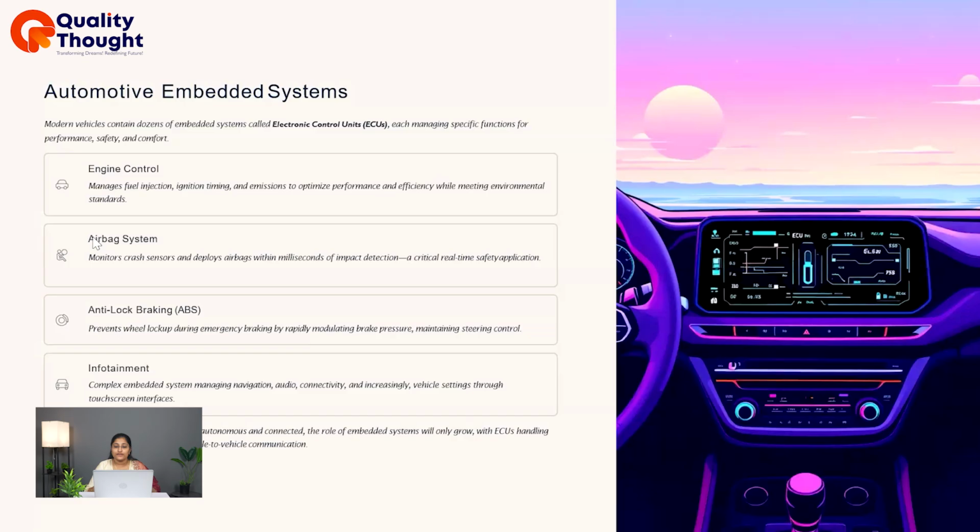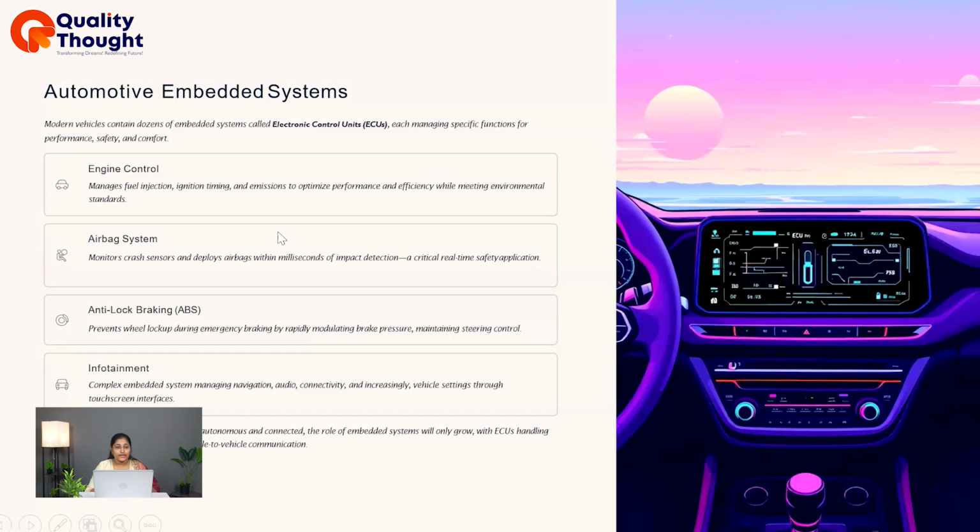That is how the car airbag system also works. When the car crashes, the ECU in the car, we have 50 to 100 ECUs in a car. The ECU is nothing but an electronic control unit. This ECU communicates with the airbag system. That airbag system opens automatically within milliseconds.